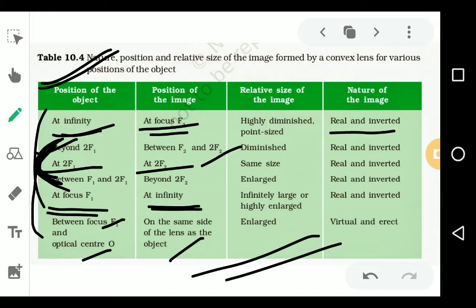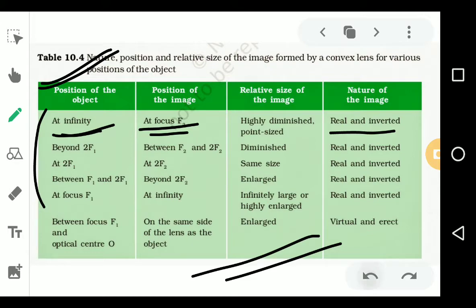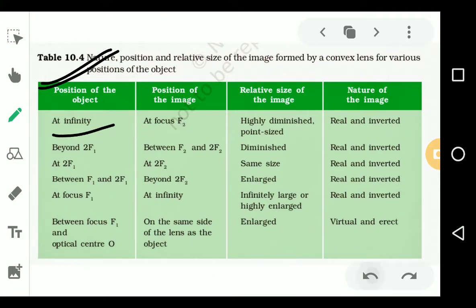Okay, so this is how you can remember the table. And the relative size of the image is also given. As the object is going nearer and nearer to the lens, the size of the image is getting increased. When the object is at infinity, very far from the optical center, the image is very highly diminished, very small, point sized. But as the object distance is decreasing and it is coming nearer to the lens, the size of the image is increasing.